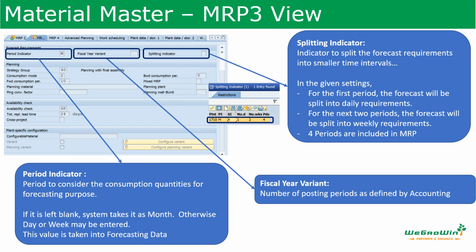And then for the next two periods, it is showing us the requirements will be split into weeks. And then in total 4 periods are included in MRP. So please note here for the plant, for the planning indicator and the status what is shown here. So number of periods for days, periods for weeks, and overall periods are given here. So this is one parameter which is normally not used by many people, but if it is used properly, forecast can come out in the right way.